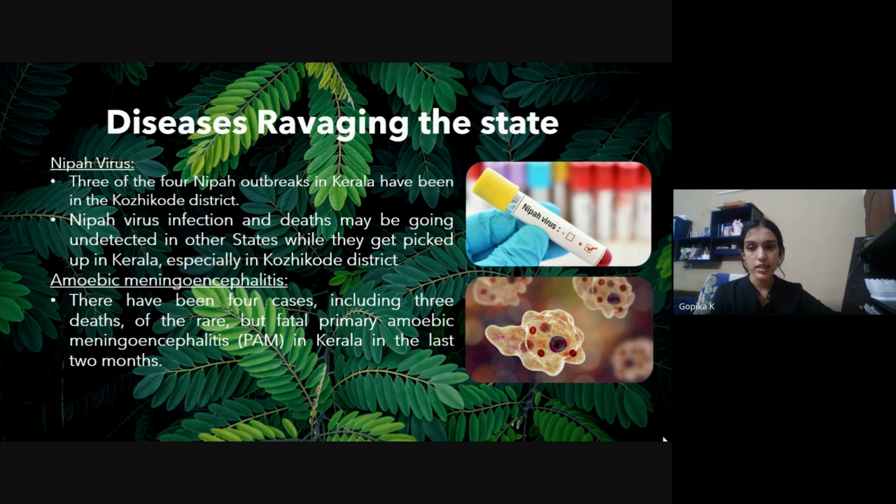Adding to this distress is the emergence of another rare but lethal threat, primary amoebic meningoencephalitis or PAM. In just the past 2 months, Kerala has reported 4 cases, resulting in 3 tragic deaths. This rare brain infection caused by amoebic contamination underscores the relentless threats faced by the state's health system. These outbreaks and infections are not mere numbers, they represent human lives. Next, I invite Fatima to tell us more about the various health schemes.